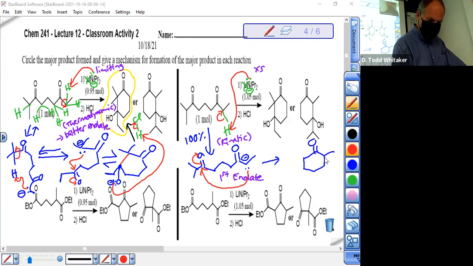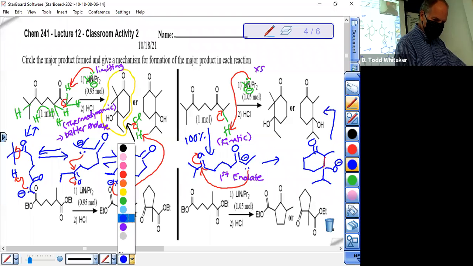Here's your new bond. Here's your O minus. Here's your isopropyl. And that's HCl to get there. HCl to get there.